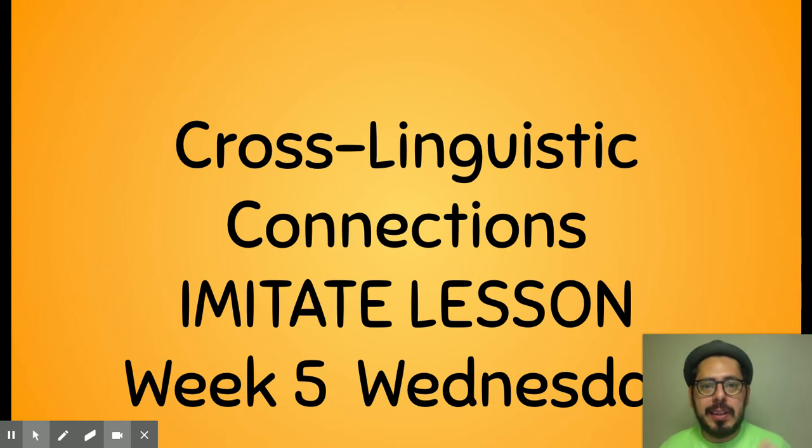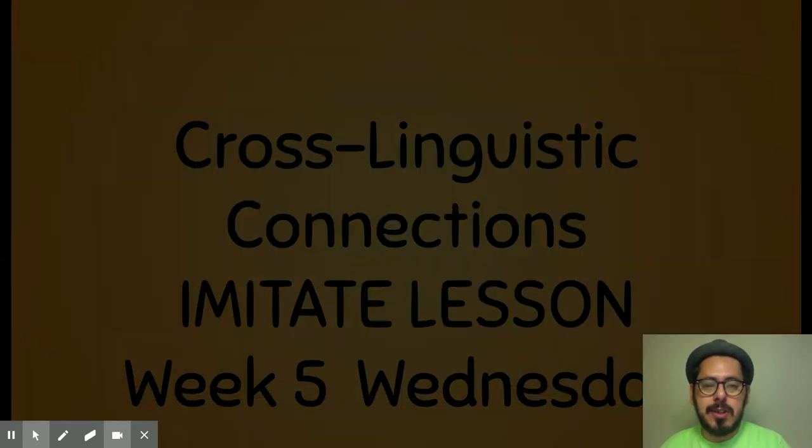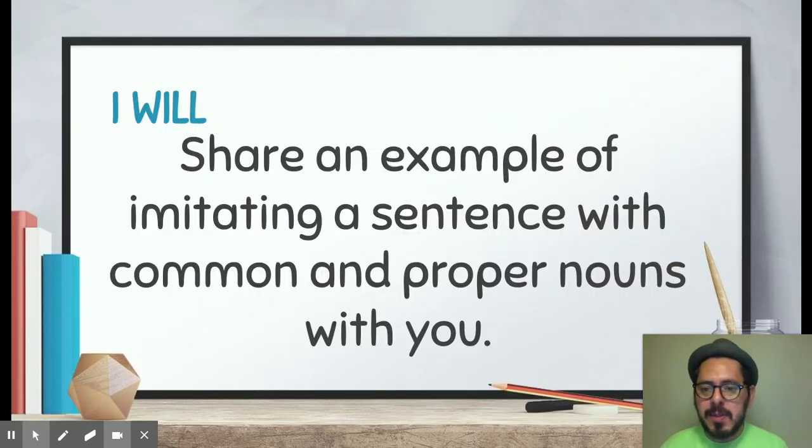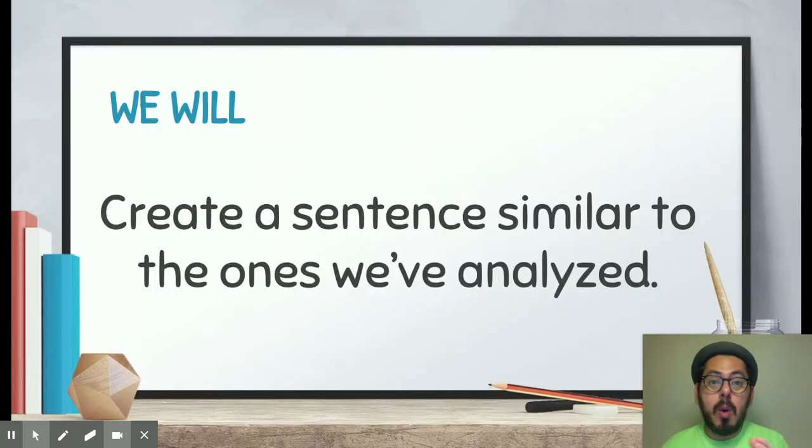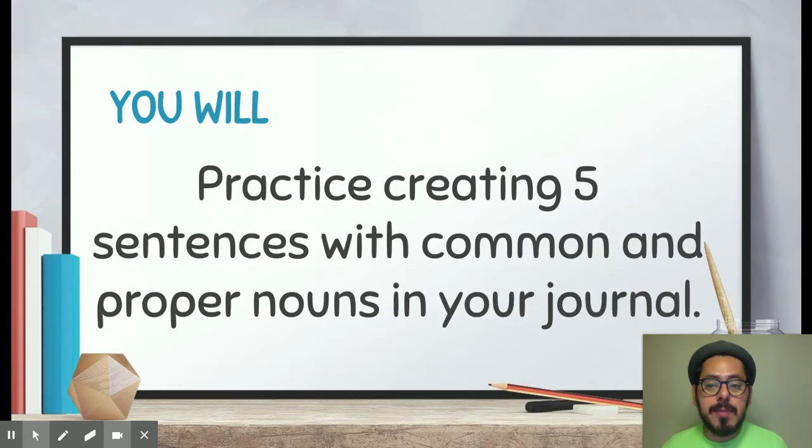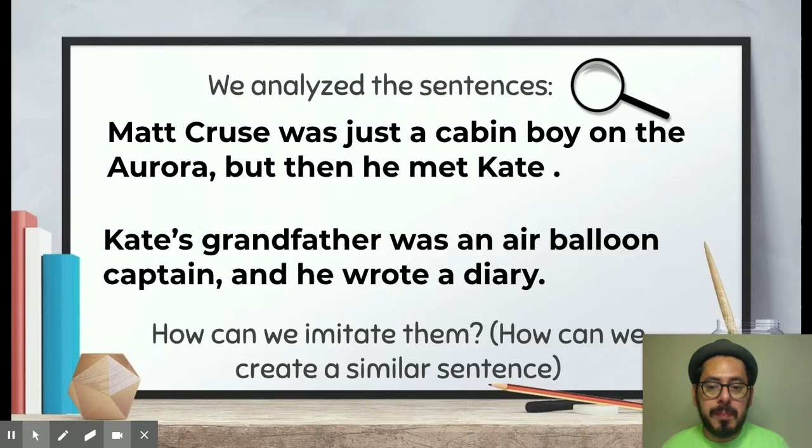I'm Mr. Puga, and the only thing you need is something to write on, like a writing journal, preferably, pencil, and your full undivided attention. Let's get going. Our objectives are, I will share an example of imitating a sentence with common and proper nouns with you. We will create a sentence similar to the ones that we analyzed. And you will practice creating 5 sentences with common and proper nouns in your journal.